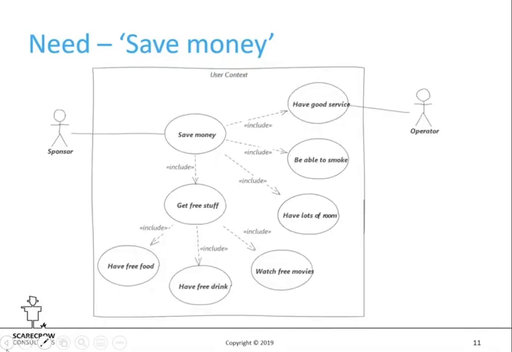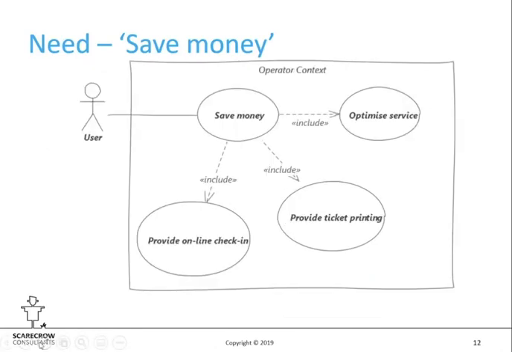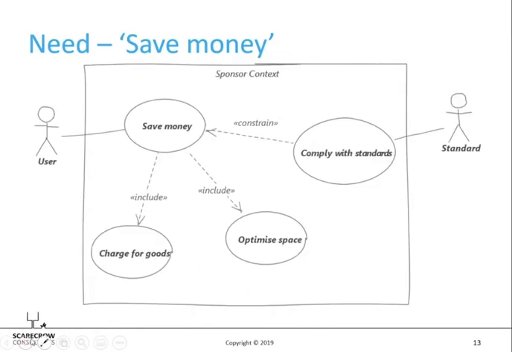So again, if we go back to the user one, there's one here, I want to be able to smoke. Now you might say, well, does the sponsor want me to be able to smoke? Your initial reaction might be, well, no, but actually, if the sponsor could charge me to smoke, the sponsor would charge me to smoke.